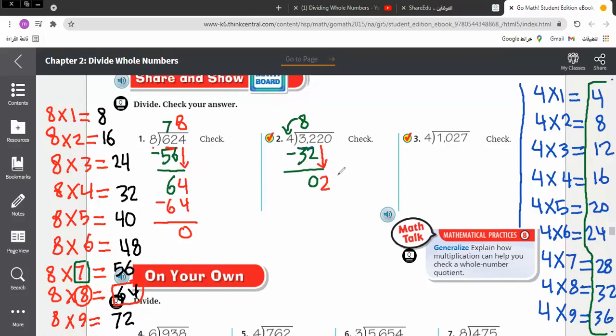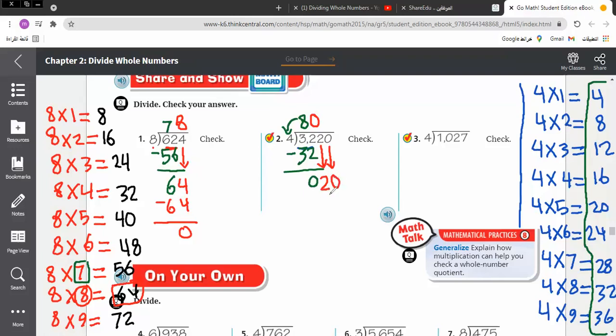Now we need to repeat the same operations. Now we have 2 divided by 4. Can you do this? No. Why? Small number. Yeah, 2 is smaller than 4. So we need to write 0 on the top here, and then drop 0 directly.